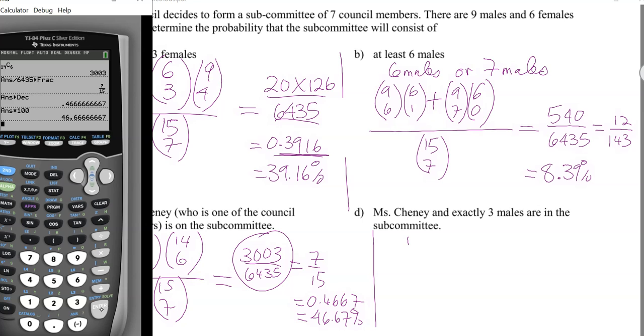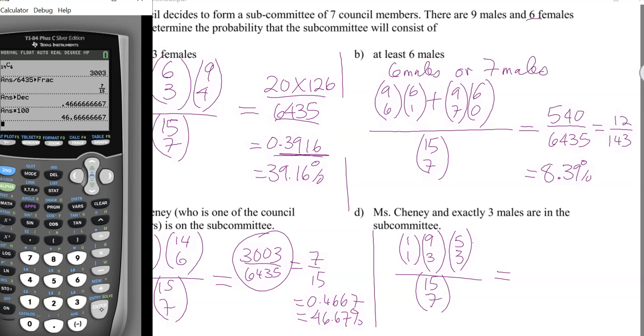Ms. Cheney and exactly 3 males. So 1 choose 1. There's 1 Ms. Cheney. From the 9 males, we want 3 of them. From the 6 females, but we already have 1 of those females. So again, remember, these have to add to 15. If you put 6 there for the 6 females, you've discounted the fact Ms. Cheney is 1 of the females. So 1 plus 9 is 10, plus 5 is 15. 1 plus 3 is 4, and we need 3 more. So there'll be Ms. Cheney, 3 males, and 3 other females.